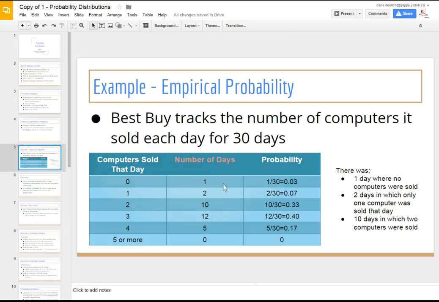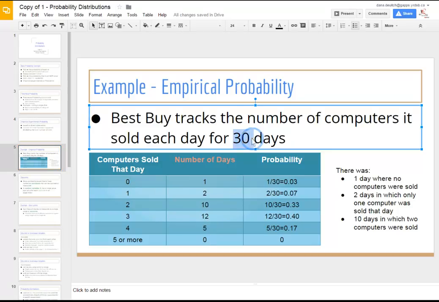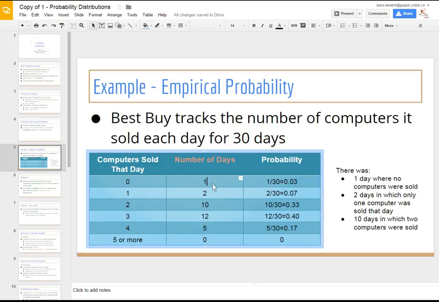We can calculate the probabilities of each of these things happening. So there's 30 days in total. If I add all these up, I get 30, or I can check up here. It told me 30 days. So if there was one day where we didn't sell any computers, the probability of selling no computers, the empirical probability, is 1 divided by 30, or approximately 3%. The number of days that I sold 1 computer was 2 days. So the probability of selling 1 computer is 2 divided by 30, or approximately 7%.